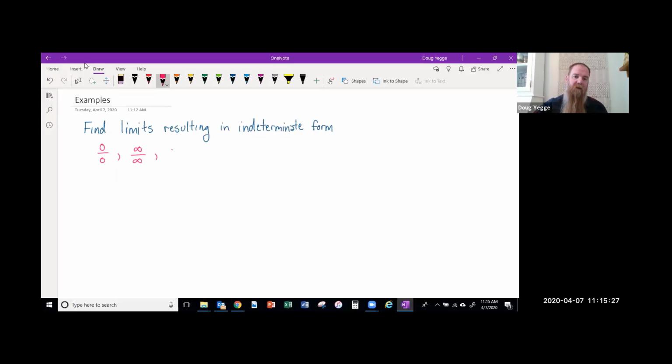What is 0 times anything? 0. 0, good. So what's 0 times infinity? 0. No, it's indeterminate form. We can't really tell for sure what's happening. Turns out that when you're multiplying 0 times infinity, that's another type of indeterminate form.